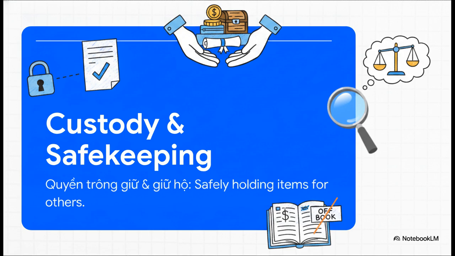Very closely related to that is safekeeping. This is the specific act of safely holding and protecting items for someone else. And because you don't actually own them, they're considered off-book, meaning they aren't recorded as your own assets.